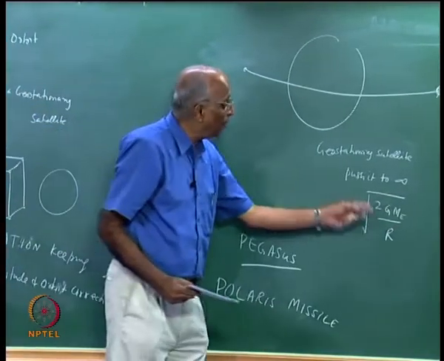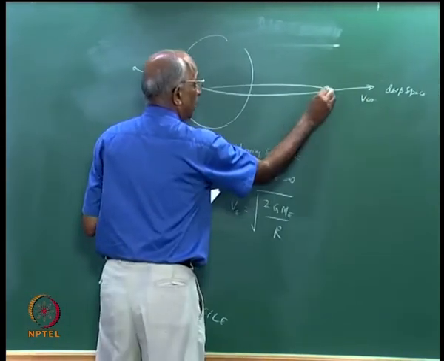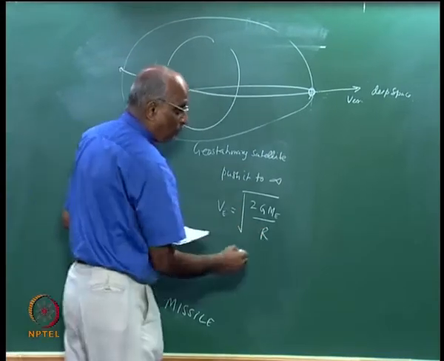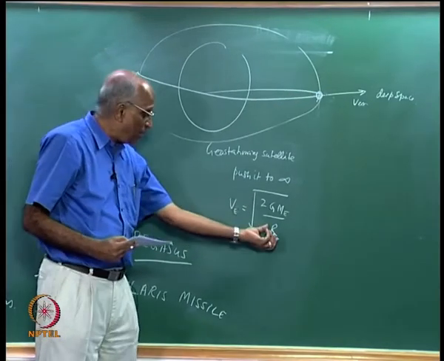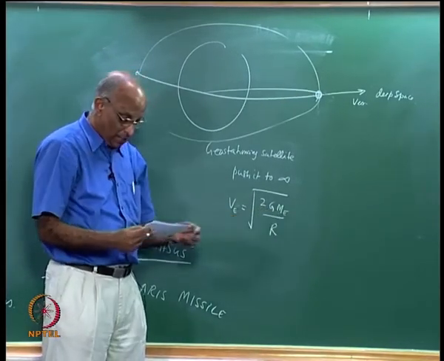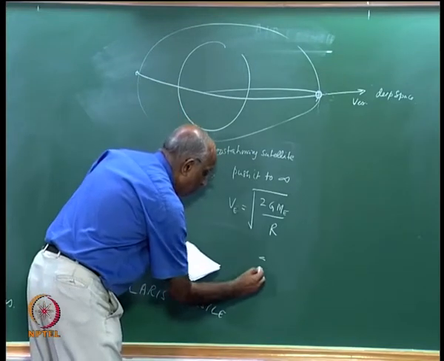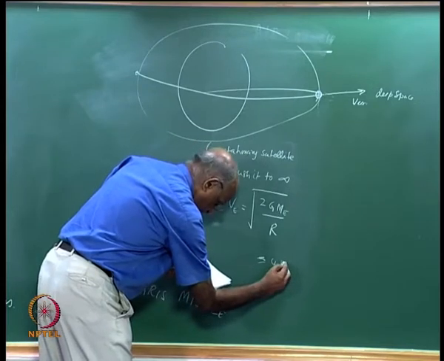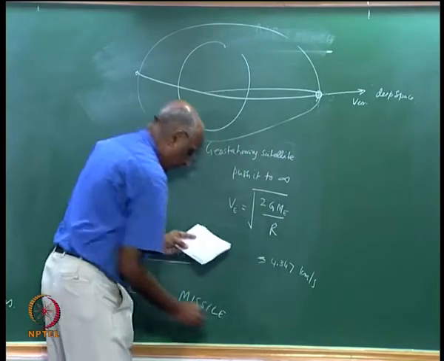What is r now? I want to escape from this orbit, and what is that r? R is equal to what we said was something like 42,000 kilometers. I put the value of r, I put the value of g and the mass, and I find that I still require to push it out at something like 4.347 kilometers per second. And how?